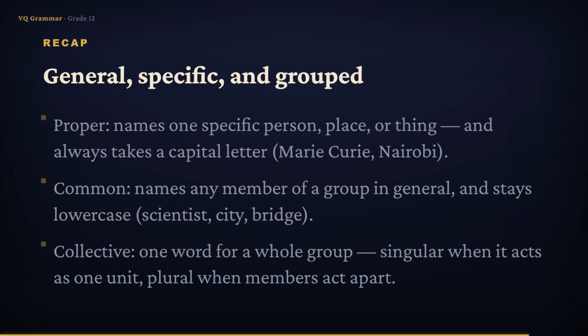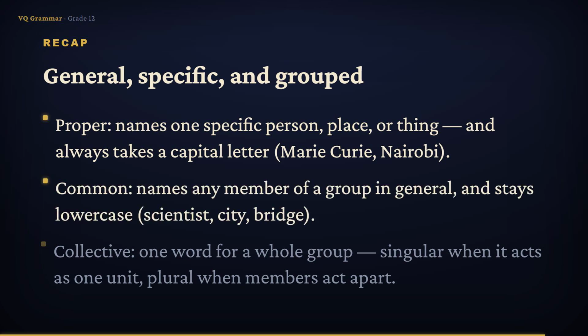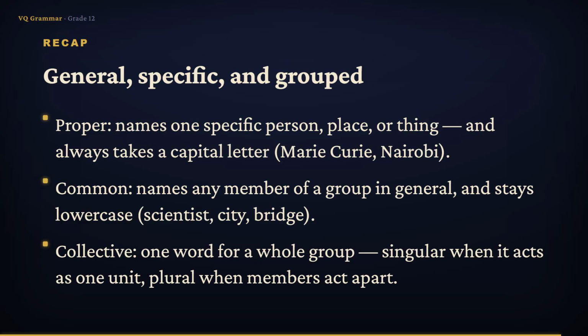Let's gather up what we learned. First, the proper noun. It names one specific person, place, or thing, and it always takes a capital letter. Marie Curie, Nairobi, the Golden Gate. Second, the common noun. It names any member of a group in general, and it stays lowercase. Scientist, city, bridge. And third, the collective noun. One word that stands for a whole group. Singular when the group acts as one unit, and plural when its members act apart. The verb tells you which.